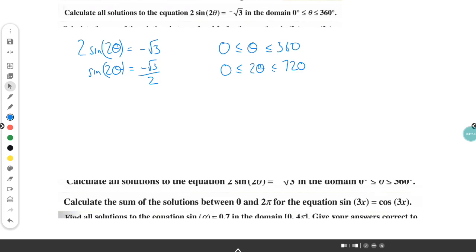So my domain for the moment, I extend out, okay? See if you can see why at the end. I'm extending out my domain. So I'm going to find solutions between 0 and 720. Come back to that in a sec. Let's have a look at the basic angle though. Remember, we don't worry about the negative for the basic angle. What's the basic angle? An angle that has a sine of root 3 on 2. Maliki? Pi on 3. Pi on 3 is my basic angle.